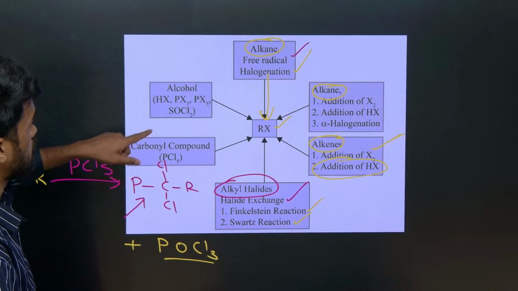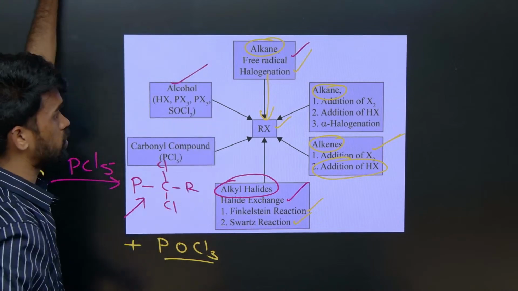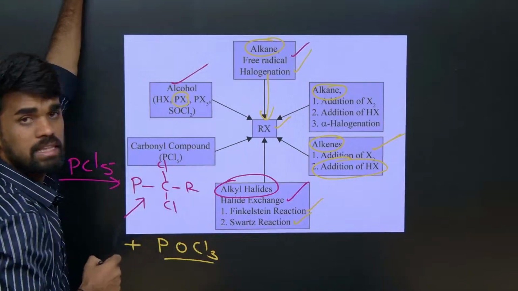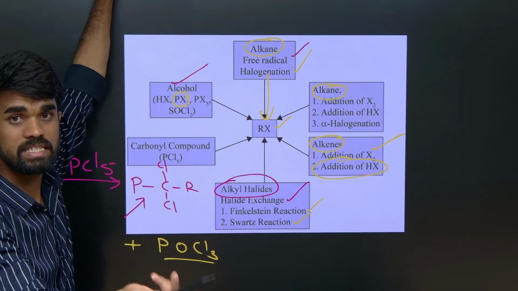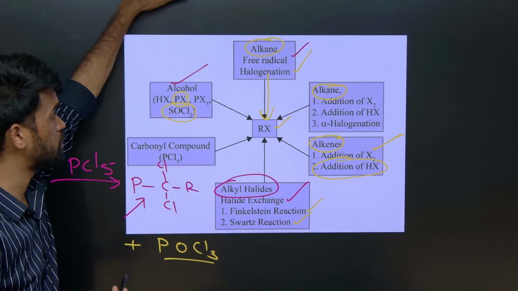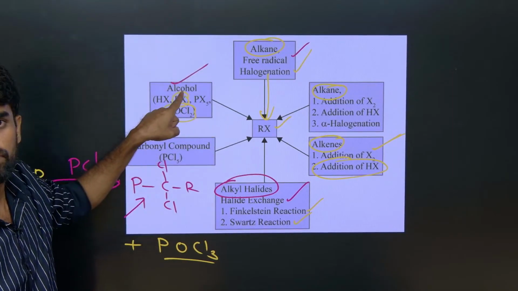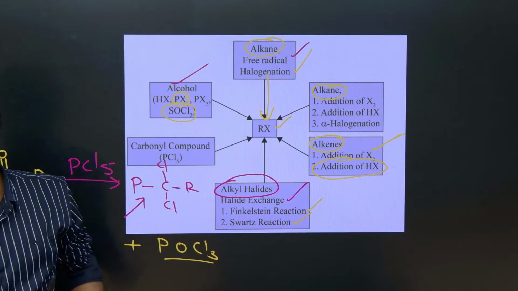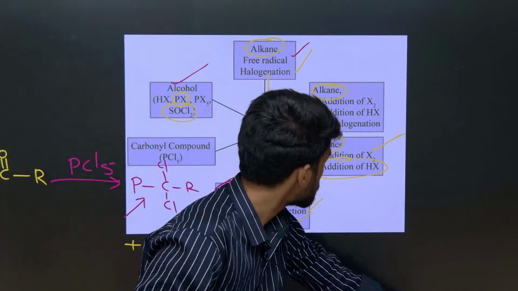Then next, we have discussed that PCl3 or PX5 follows the SN2 mechanism, I told you, and thionyl chloride is also the best method for preparation of alkyl halides from alcohols. These things we discussed, right? Okay, next let us move forward.